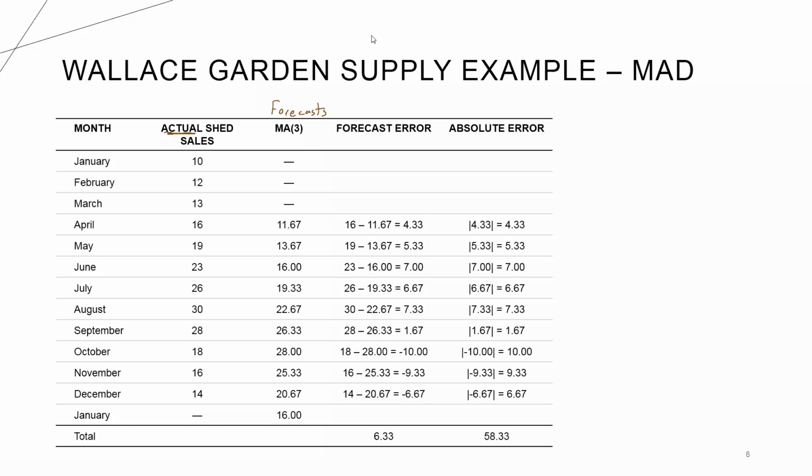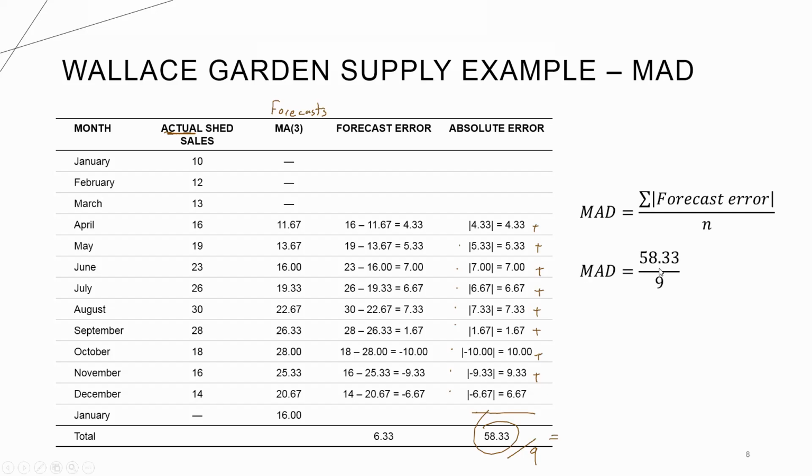We are going to add these up, all the way down. And then in the end we get this, and then we're going to divide by how many of them there were. There were 1, 2, 3, 4, 5, 6, 7, 8, 9. So we're going to divide by 9, and that's going to get us our mean absolute deviation: 6.481.